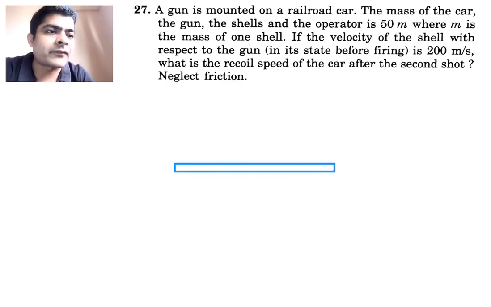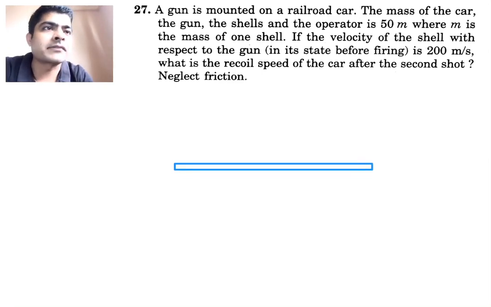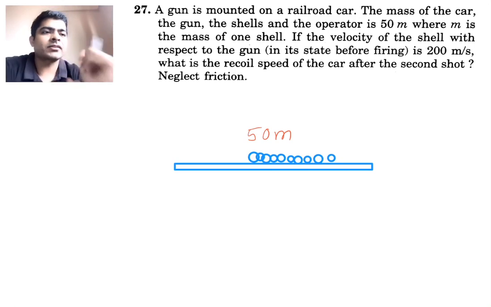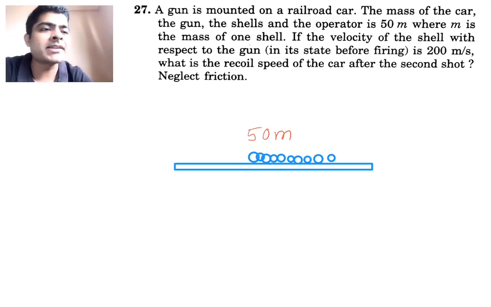So let's draw the car first. So this is your, let's say, a car, and there are many shells on the car, with a gun. There's a gun also, but I'm not drawing the gun, it's just not required. So this system has total mass 50 m, and initially the system is at rest.